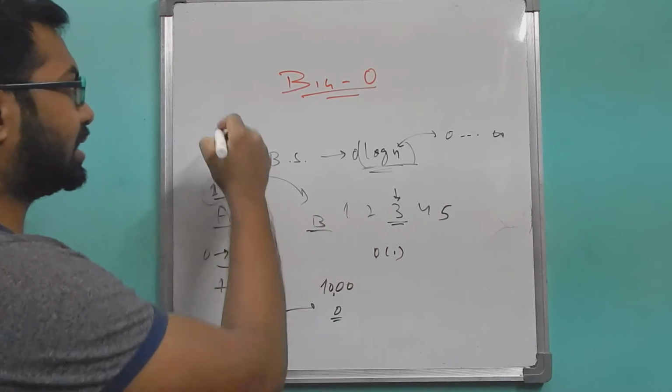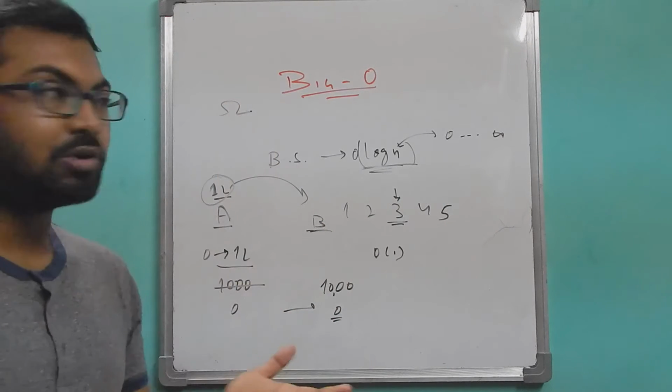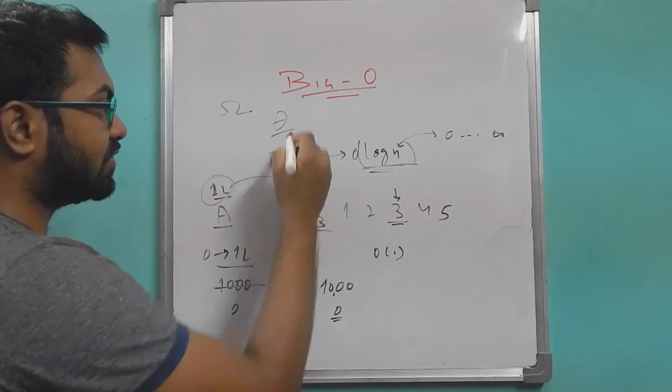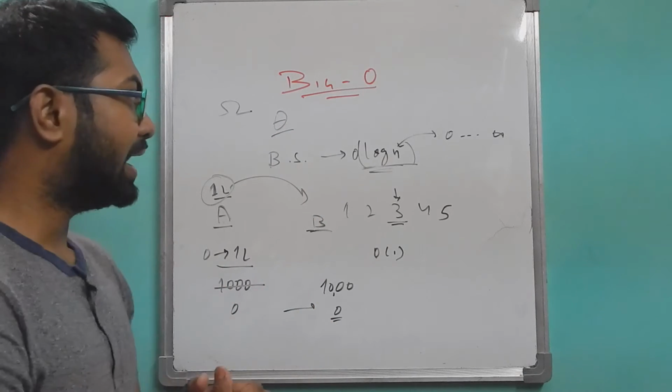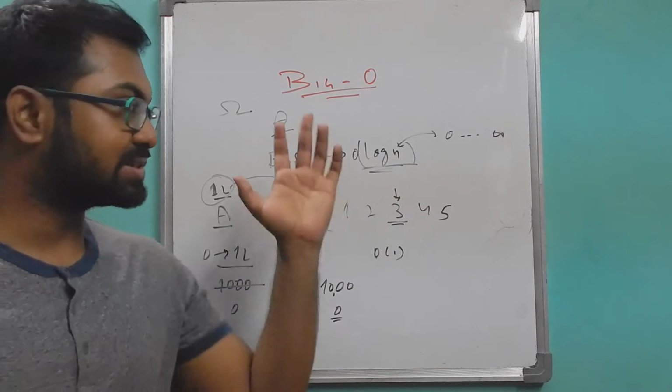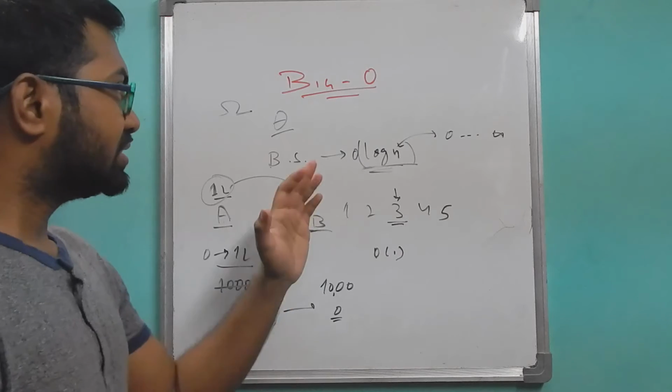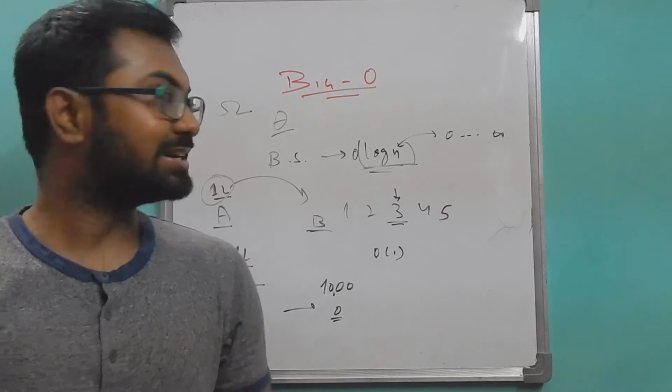There's something called big omega, which defines the lower bound, and there's something called big theta, which defines the tight bound, and you can obviously read about these in books. So that's how we use the big O notation.